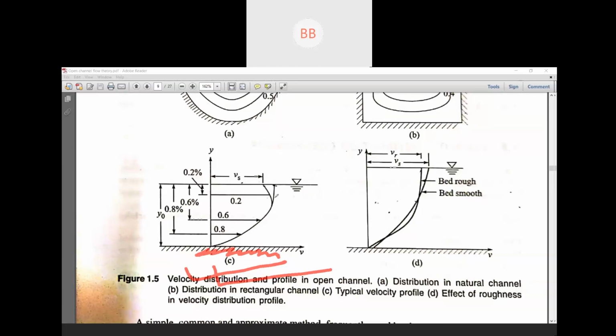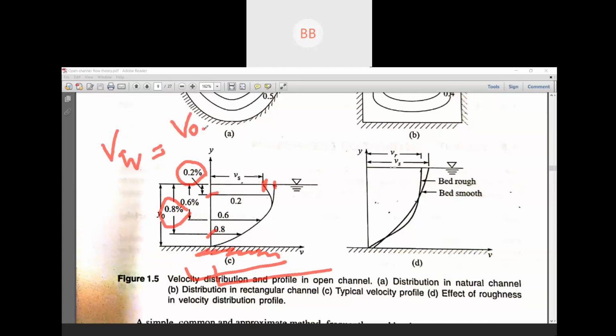It is expected to reach here, but due to the interaction between the flow of air and water, your velocity comes here. It's expected to reach here, but due to that interaction, your velocity got reduced and reached here at the surface. So we always need to find 0.2 and 0.8 of y, where y is the total depth of flow. We have to find the velocity at that location, and here and here.